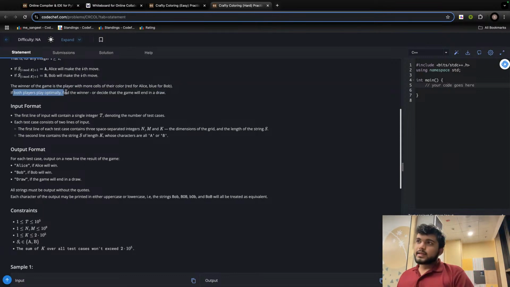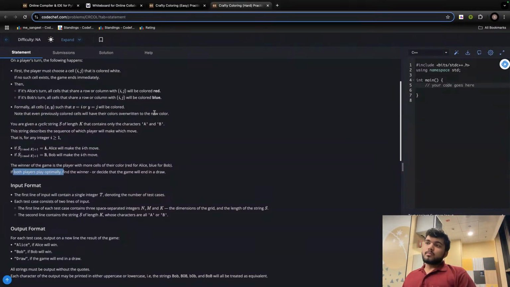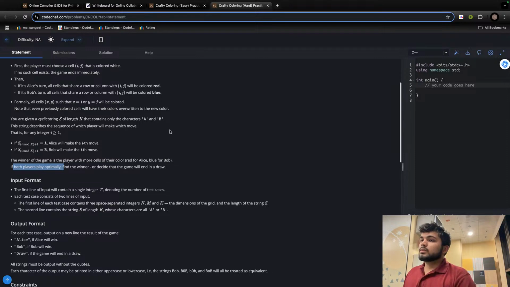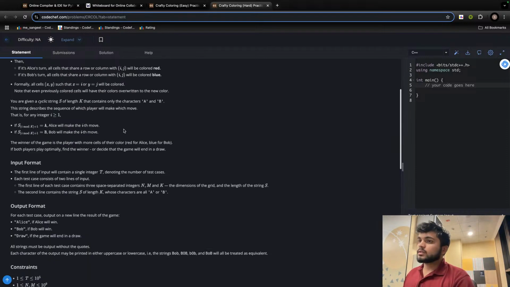That we have to decide, right? All we know is that Alice and Bob, when it will be their turn, they will be selecting the cell which is white, right? This is the condition that we know. Okay, so I think these test cases are very small. We can take some test case of our own, right?